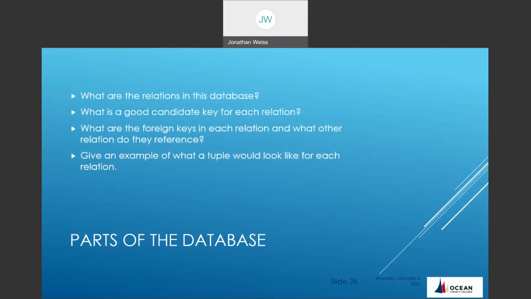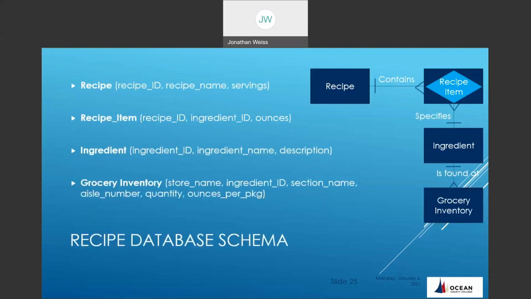All right. Last question. Give an example of what a tuple would look like for each relation. So essentially, what would an example record look like for each of these relations? This one might take a little bit longer.